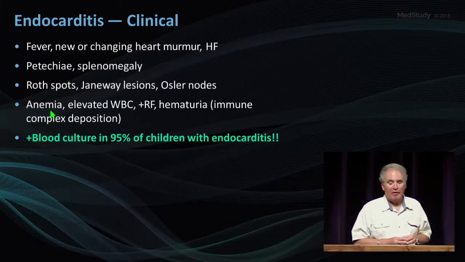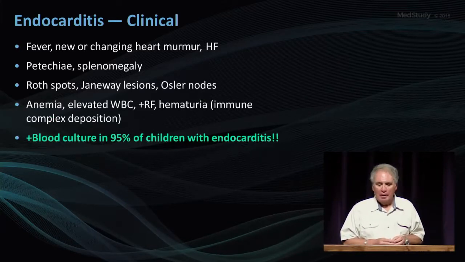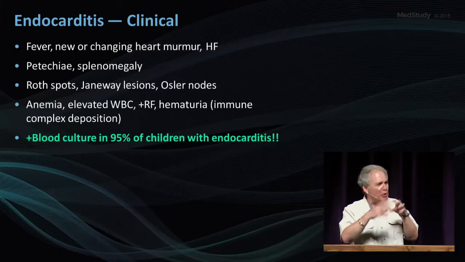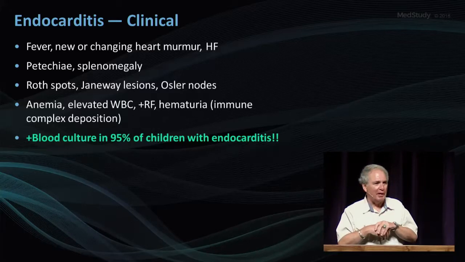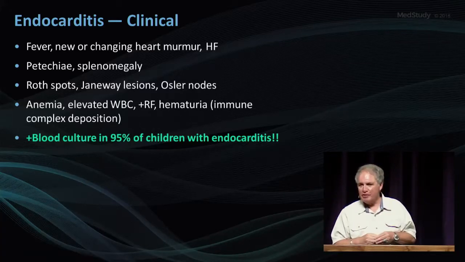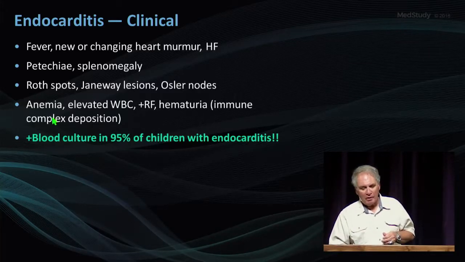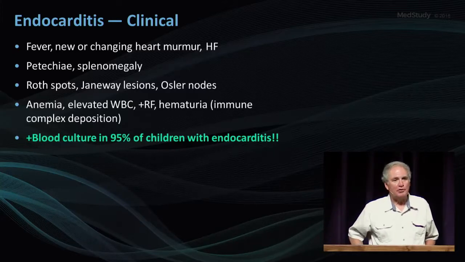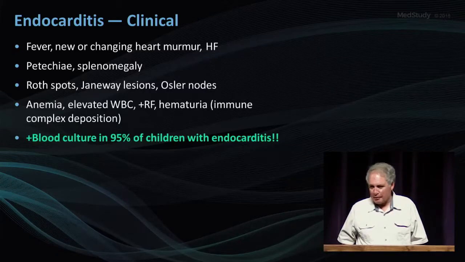Laboratory data, you might find the patient's anemic. Elevated white count is to be expected. There may be hematuria, which is immune-mediated. Remember I said there's an immune complex component to the pathophysiology of endocarditis. And again, 98% of the pediatric patients will have a positive blood culture.